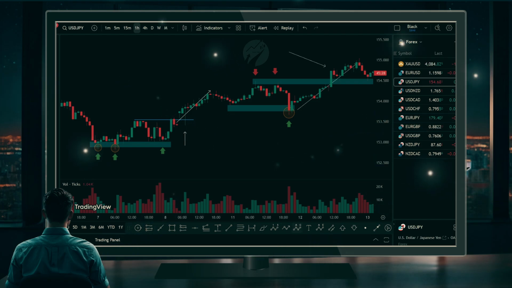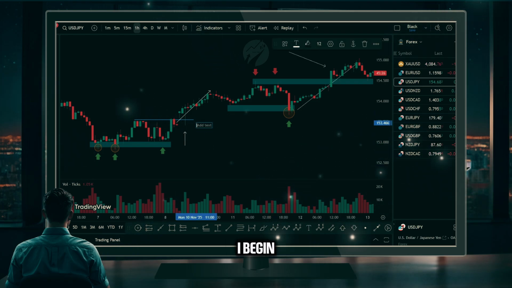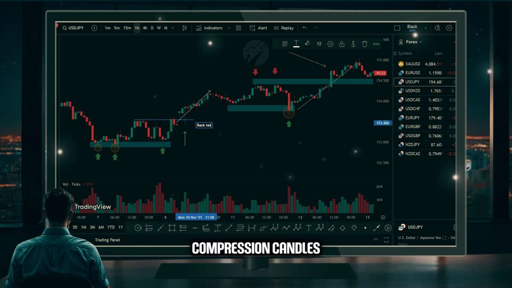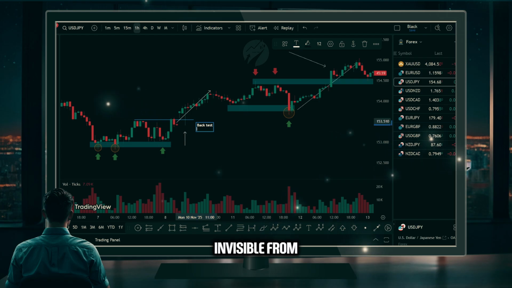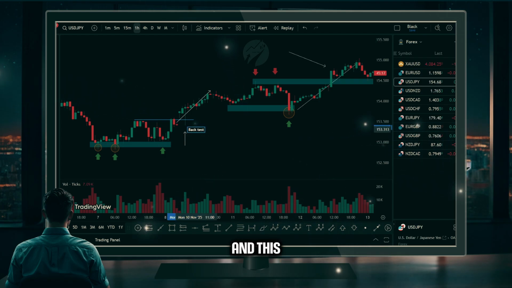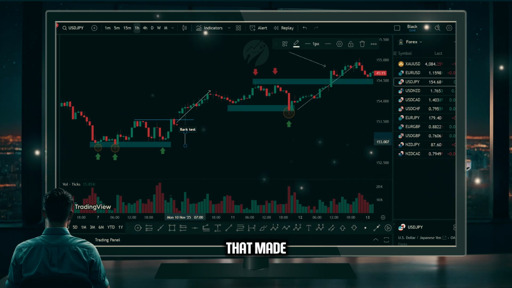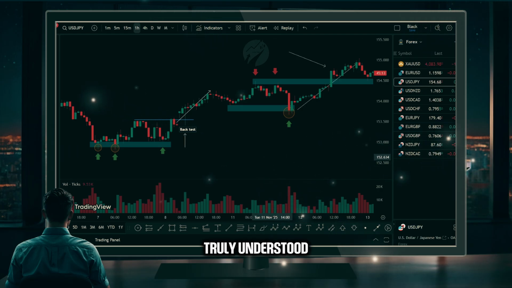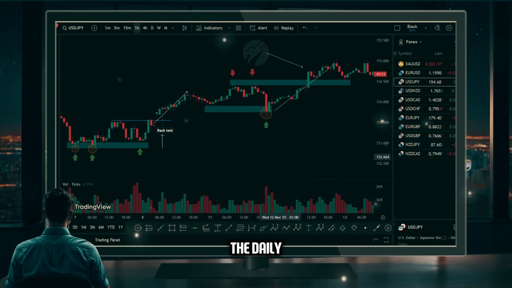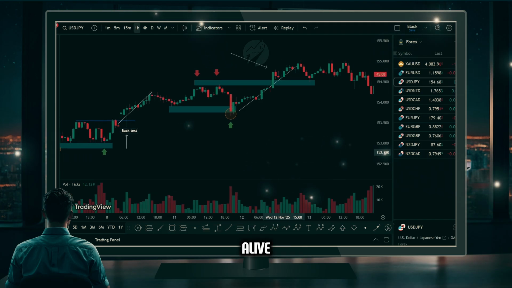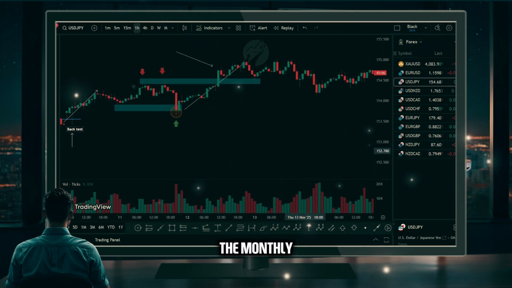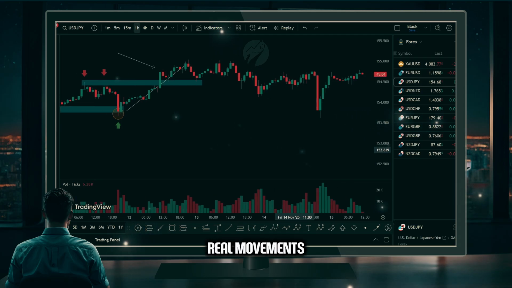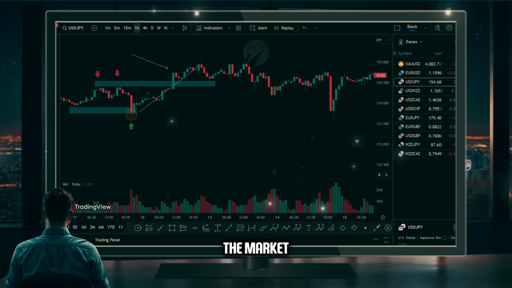When I switch to the daily chart, I begin to see the subtle rhythms of the market, the small corrections, the compression candles, the highs and lows invisible from afar. And this is the time frame that made me say, wow, when I truly understood trend lines, because on the daily chart, everything becomes alive. The major trends from the monthly and weekly charts turn into real movements. You can practically feel the market breathing.